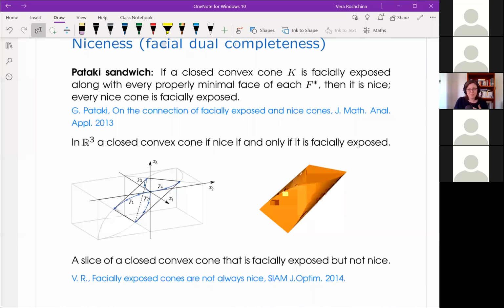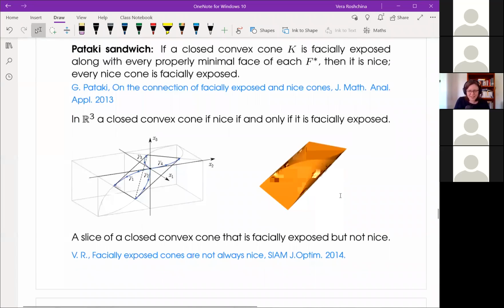So this is an example that breaks this conjecture, right? It shows that a cone can be not nice, but facially exposed. You have to work in 4 dimensions. Unfortunately, we work with cones, so we always take 3-dimensional slices of the cones to study those properties.